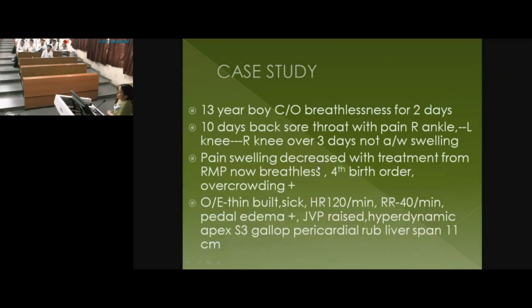This is a 13-year-old boy. He came with complaints of breathlessness for 2 days. 10 days back, there was sore throat with pain in the right ankle, followed by left knee, right knee over 3 days, not associated with swelling. It decreased with treatment from a registered practitioner. Now the child is breathless. He's 4th birth order, overcrowding is present. He's thin-built, he's sick. His heart rate is 120 and respiratory rate 40. Pedal edema is present, JVP is raised, and there is a hyperdynamic apex with an S3 gallop and a pericardial rub. Liver span is 11 centimeters. So, can anyone tell me which part of the Jones criteria the child is fitting?